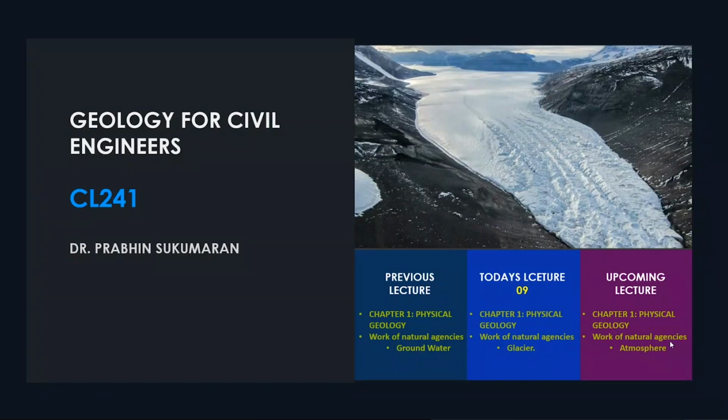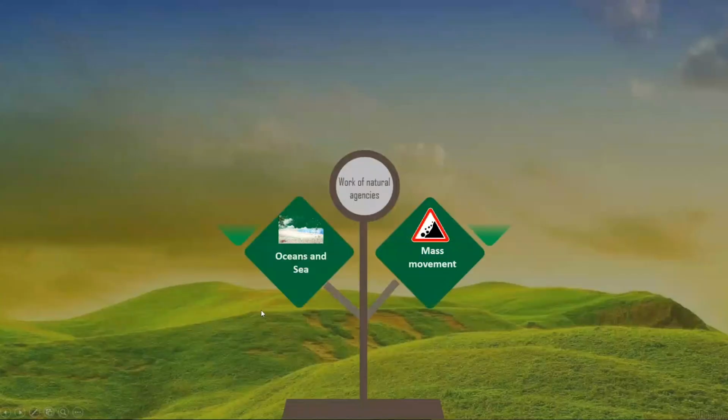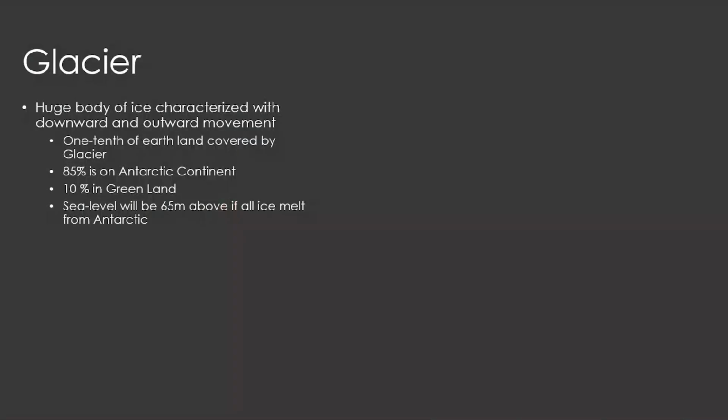And today we will discuss the natural agency, the work done by a natural agency, that is glaciers. So all of you must have heard the term glaciers. Glaciers are huge bodies of ice characterized by their downward or outward movement. In simple terms, glaciers are large moving bodies of ice.